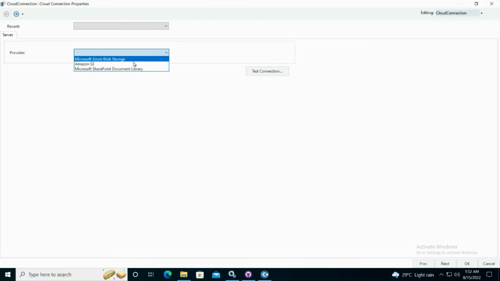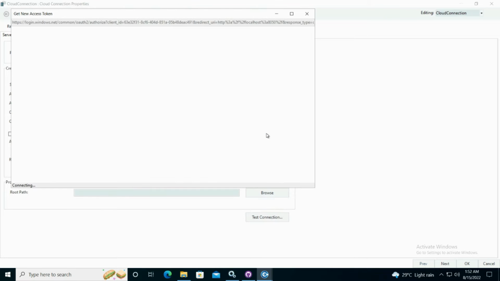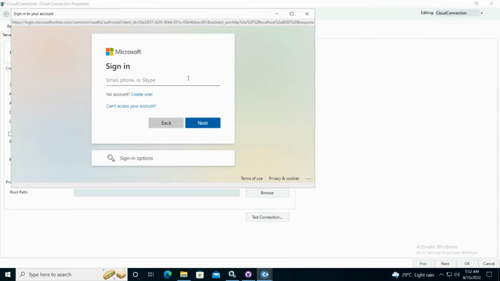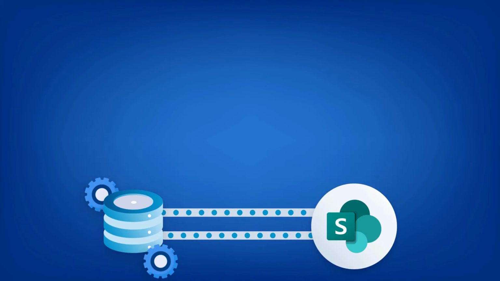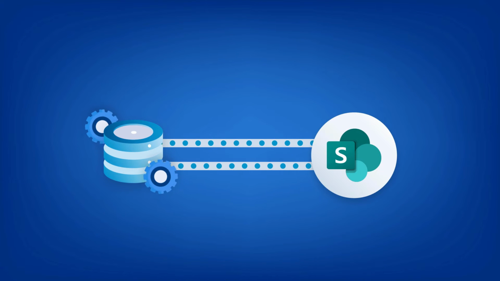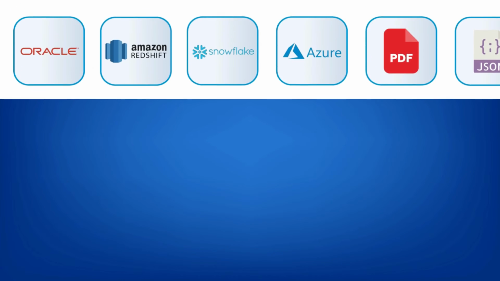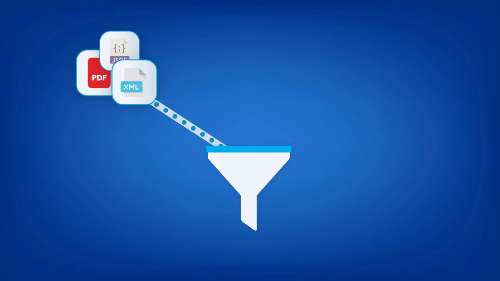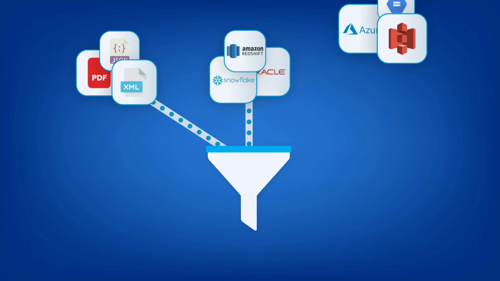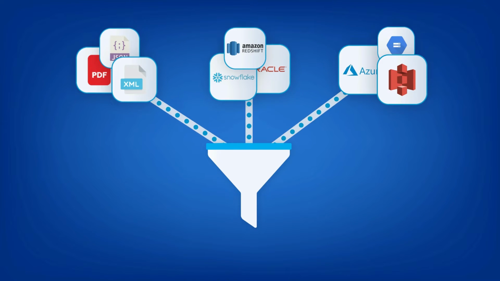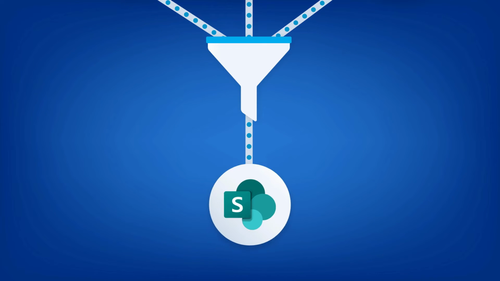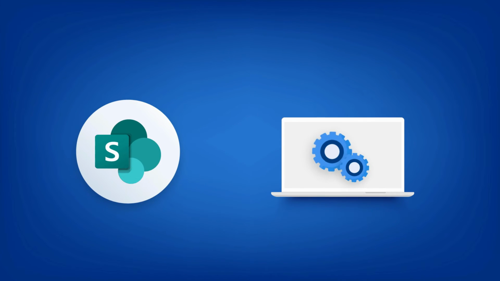Select SharePoint from the drop-down menu and get access token by signing in to your account. Once connected, effortlessly add SharePoint to your data pipelines. Use Astera's library of connectors to quickly extract data from various file formats, databases, cloud platforms, and load all enterprise data in SharePoint within no time.